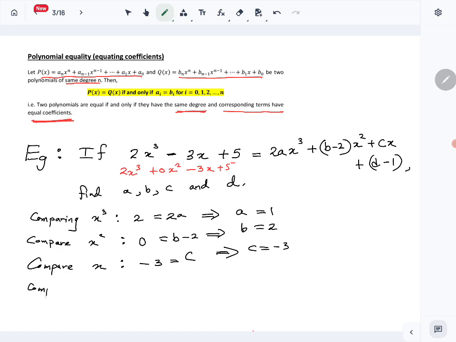Then finally we will compare constants and find D, right? So left hand side constant is 5. 5 should be equal to the right hand side constant D minus 1. So 5 equals D minus 1. So D is equal to 6, right? So this is a simple application of comparing or equating coefficients. When two polynomials are equal, we can do this. This is a technique you should know. Okay, this is a very important technique. When we are doing partial fraction decomposition, we are going to use this technique, right?